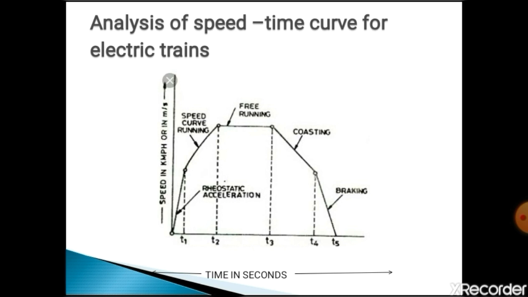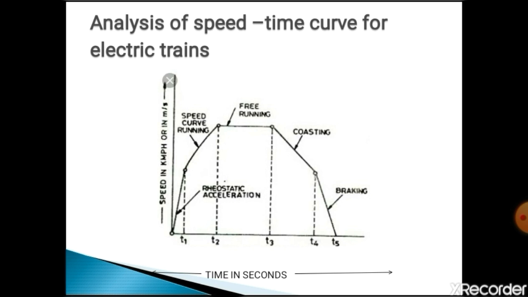First we'll study the 0 to T1 period, which is acceleration during the notching up period or starting period. During this period, the starting resistance is very low so the current is high. Therefore, the tractive effort is approximately constant. This accelerating period is called rheostat acceleration. Next, the T1 to T2 period is the acceleration on the speed curve. After the point T1, the train continues to accelerate, and the torque decreases with the increase in speed. This period is called speed curve running.